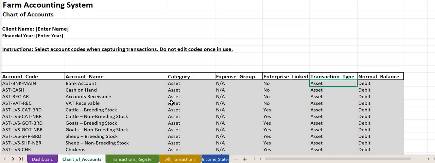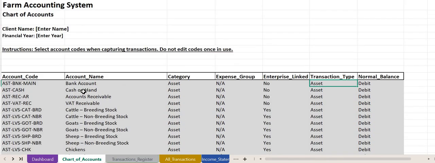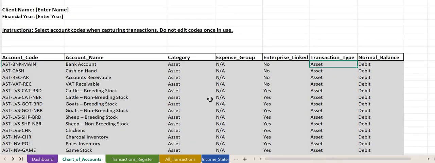Now these are very important because they determine how these accounts are recorded or captured in your different registers. It's also good to know that this controls how transactions are classified and how they appear in the reports. So once this is set up properly, the rest of the system becomes much easier to use.